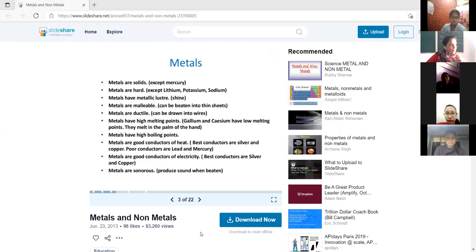Today we'll continue revision of chapter number 4, metals and non-metals. This chapter has been divided into two parts. In the first half, the physical properties of metals are there. In the second half, there are the chemical properties of metals.